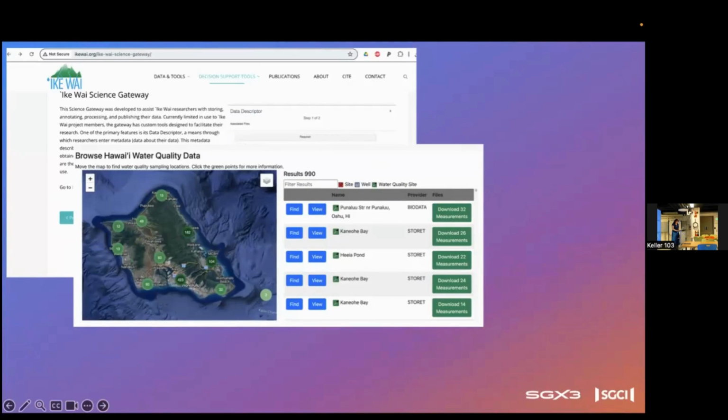Okay. So this is why I wanted to show you. Quite a few of you haven't heard about science gateways yet. You have Hawaiian science gateways. So this is the Ike Wai Science Gateway, I hope I say it the correct way, and it is into water quality data. It shows that to users. It can start simulations. It is developed by Sean Cleveland and the team.